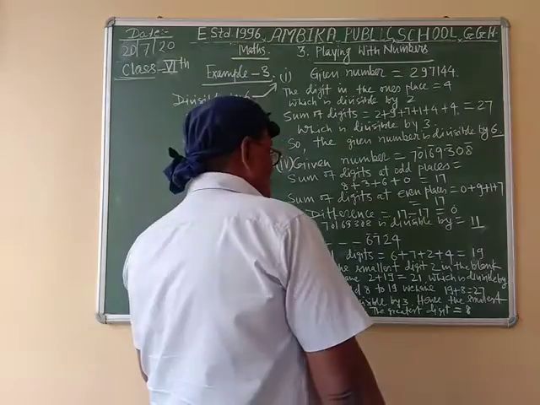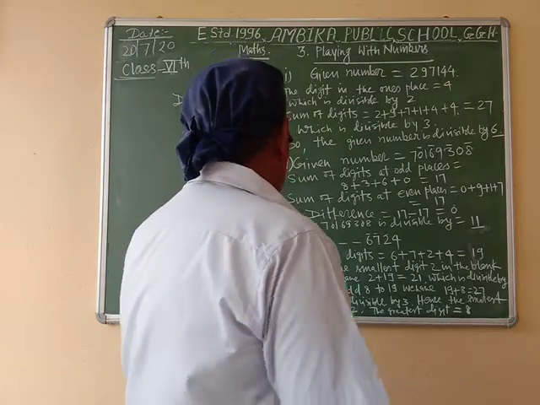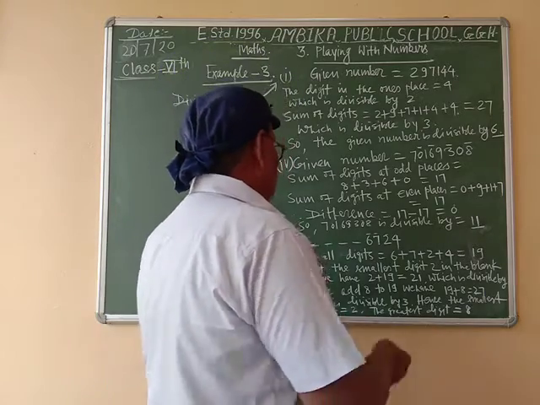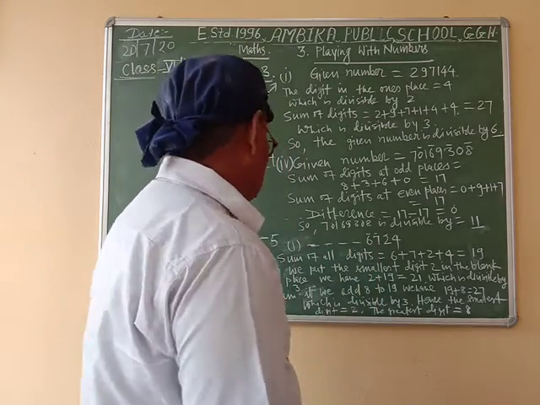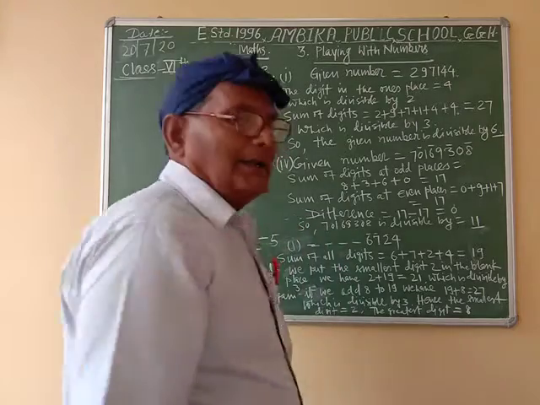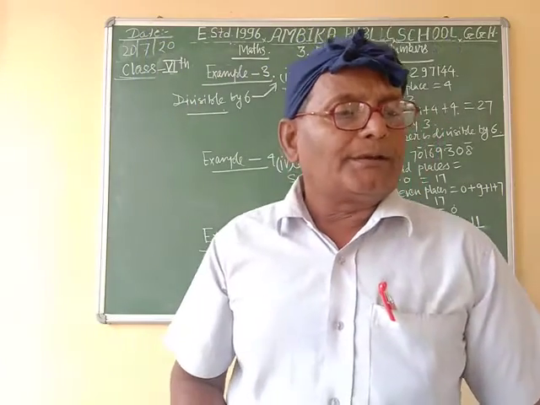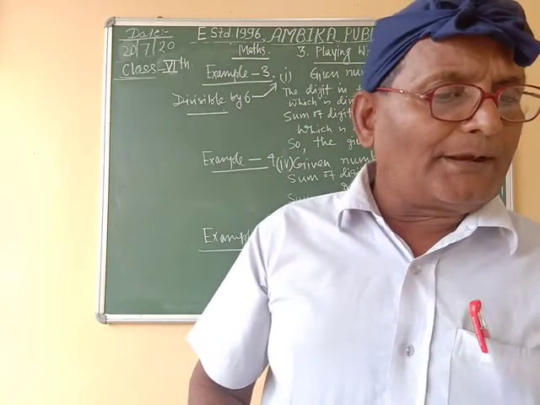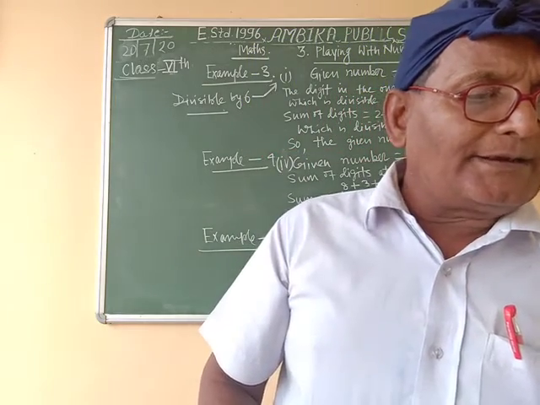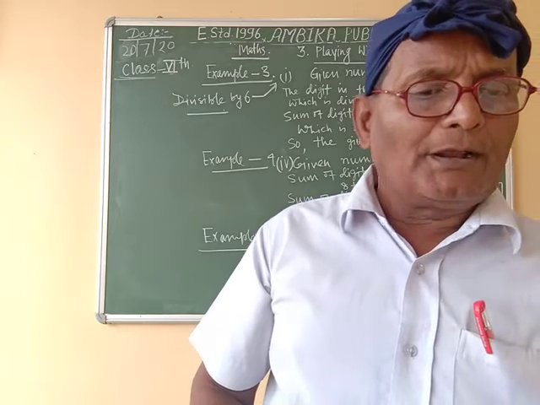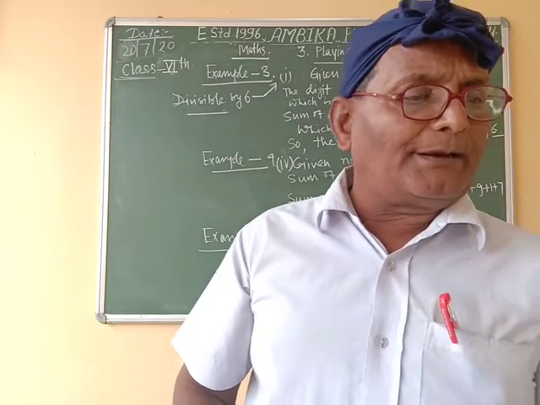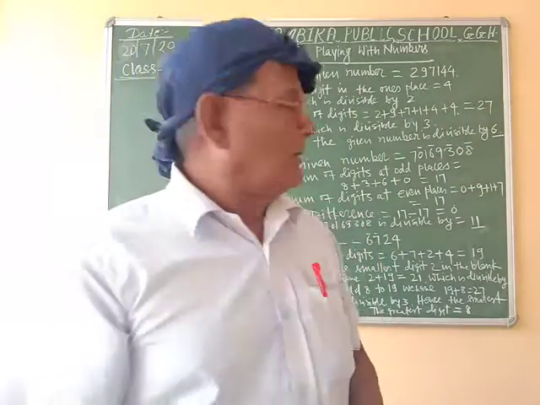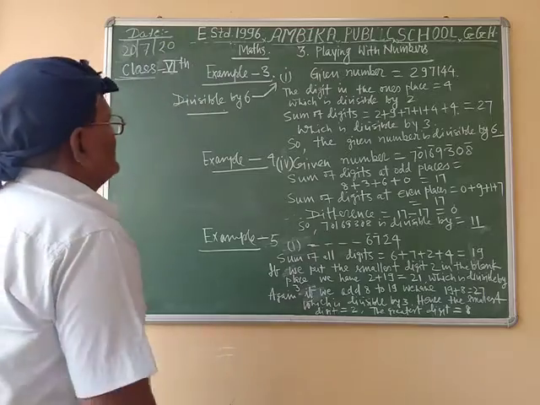Write the smallest digit and the greatest digit in the blank place. So I have solved example 5. Similarly, you can solve example 6. Write a digit in the blank space of each of the following so that the number is divisible by 11. So similarly, you can solve the examples.